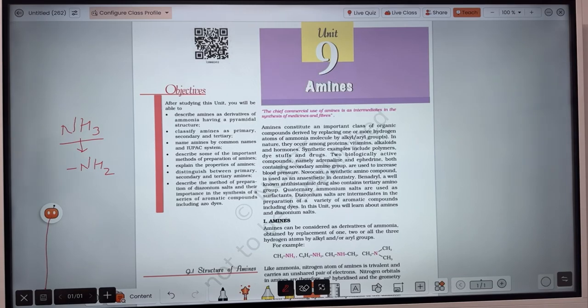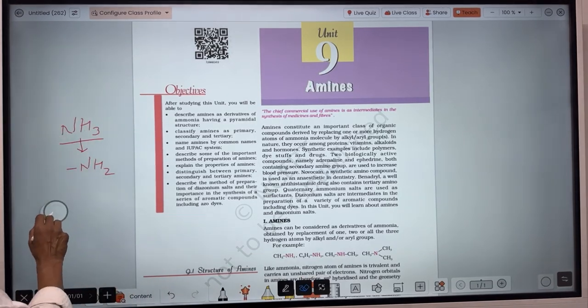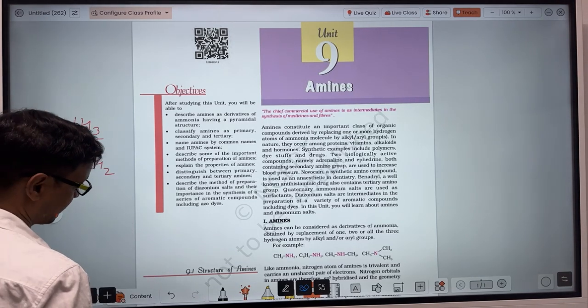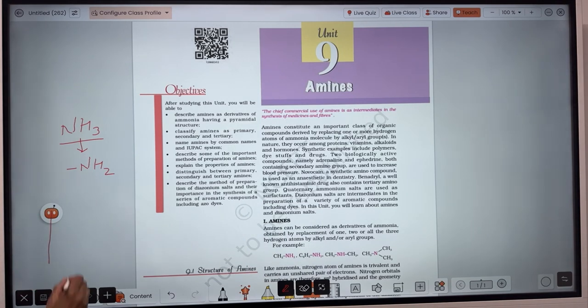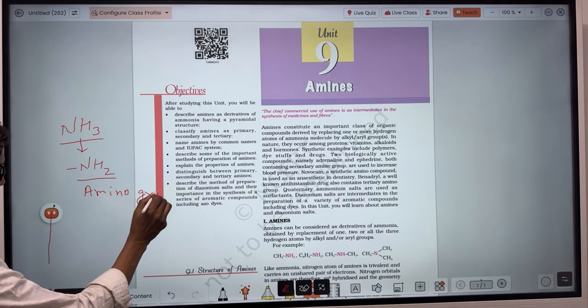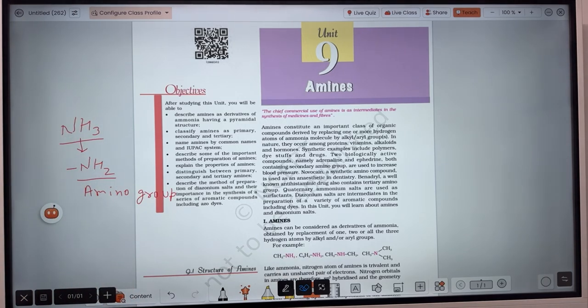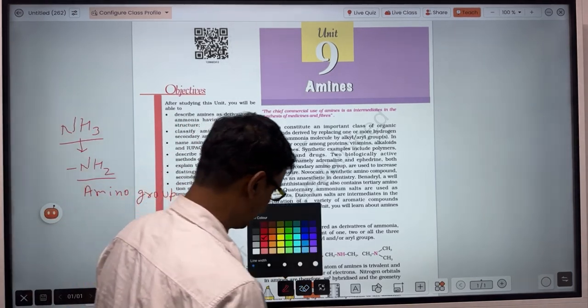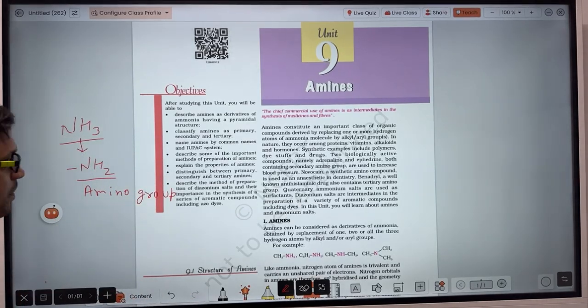Then when one hydrogen is removed, the octet of nitrogen becomes unstable. So this will act as a functional group. It is called the amino group. NH2 is the amino group. That means when you remove one hydrogen from ammonia, the group formed is called the amino group.